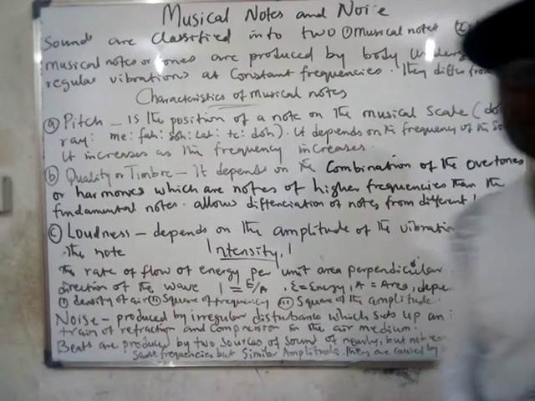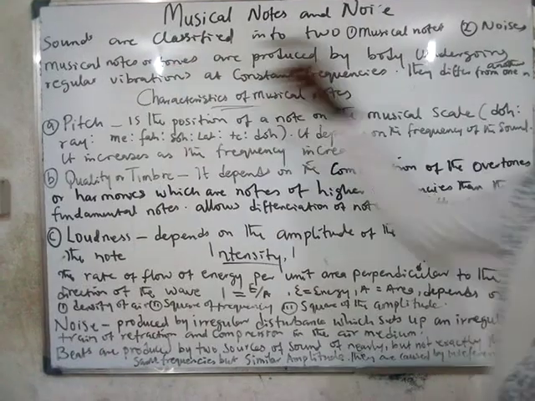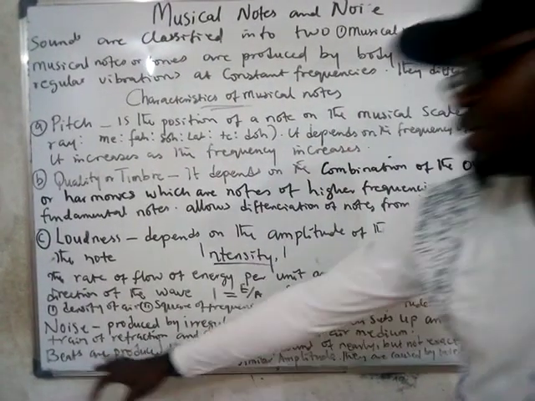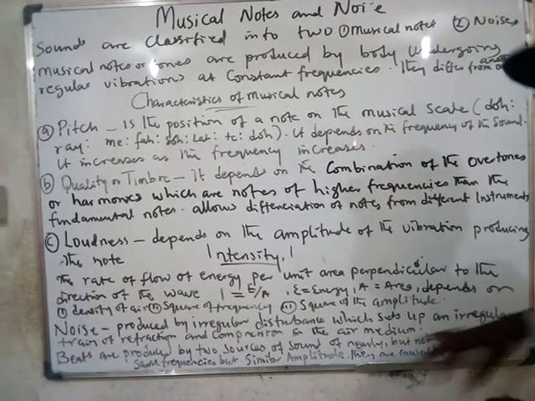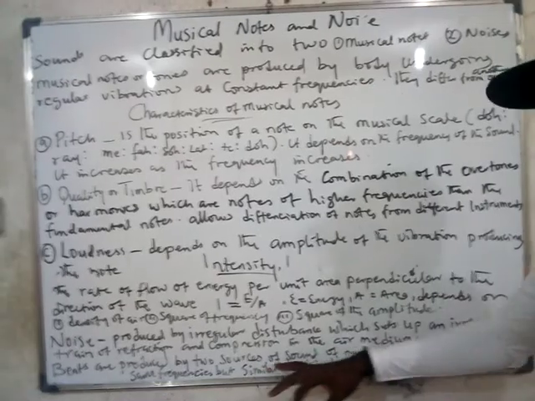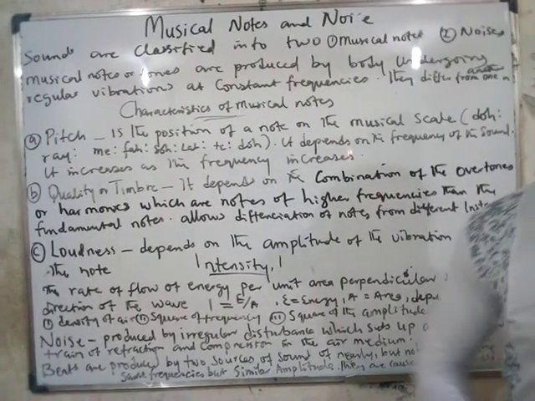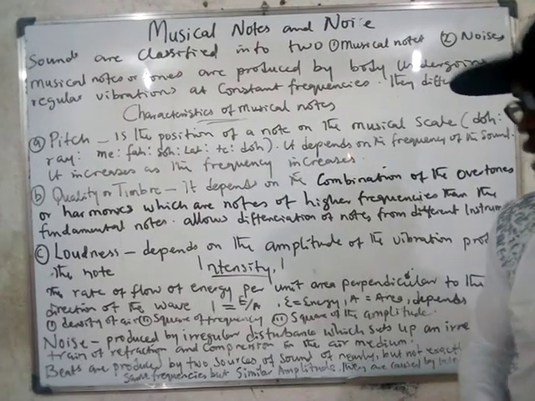Very important. Now, we say that sound is classified into musical notes and noise. What is noise? Noise is produced by irregular disturbance, which sets up an irregular train of rarefaction and compression in the air medium. So irregularity in sound is what causes noise. It doesn't make sense.